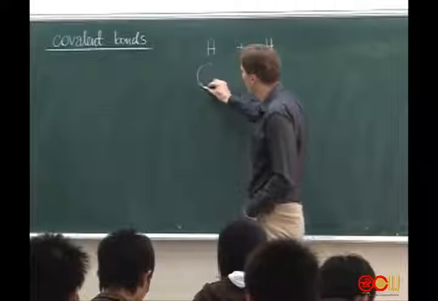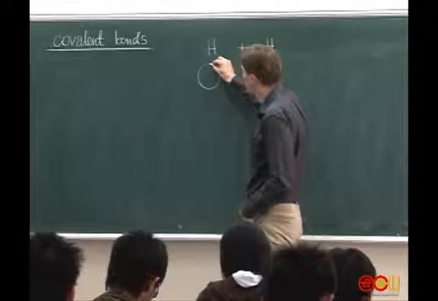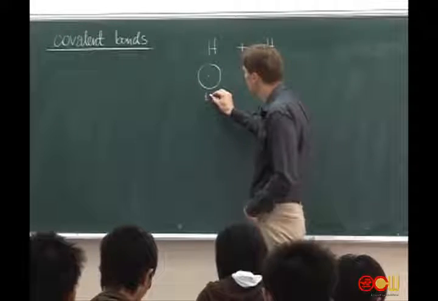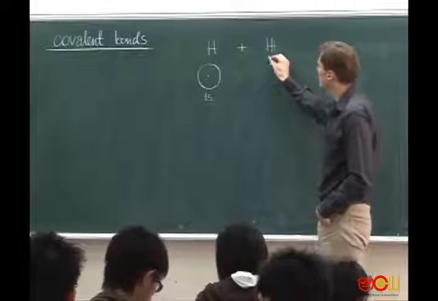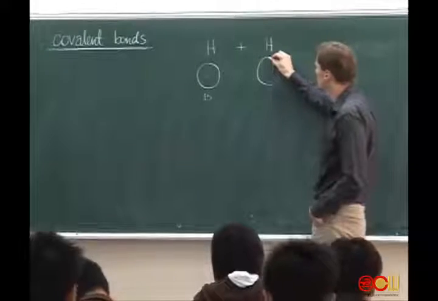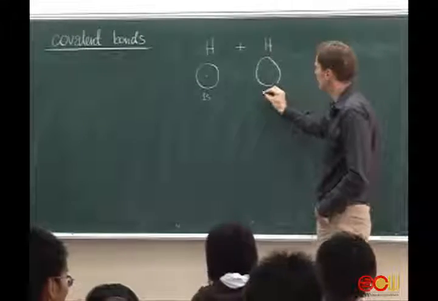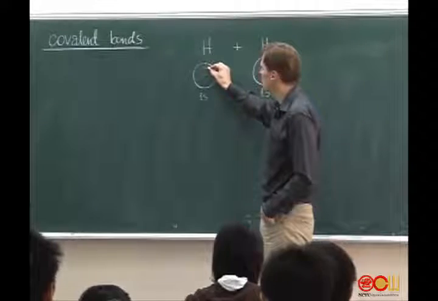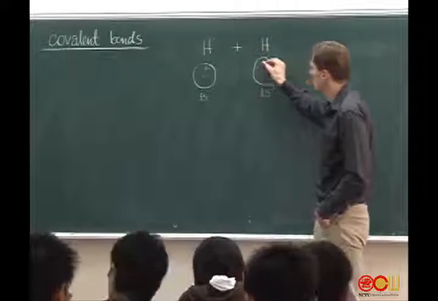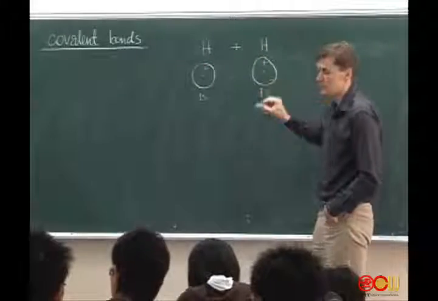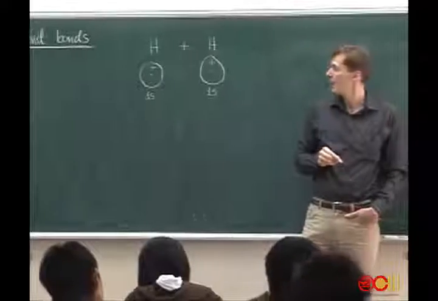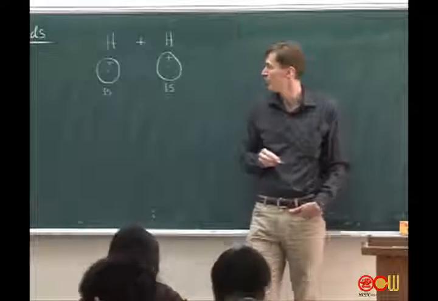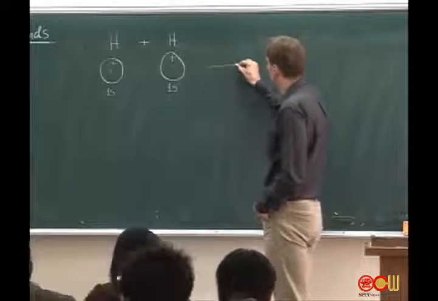So you have a wave function 1s for one of the hydrogen, and you have the wave function 1s for the other hydrogen. It's supposed to be sphere. Now this wave function has a plus sign, and of course this wave function has also plus sign everywhere. Now when they come close to each other, what is happening? There are two possibilities that can happen.